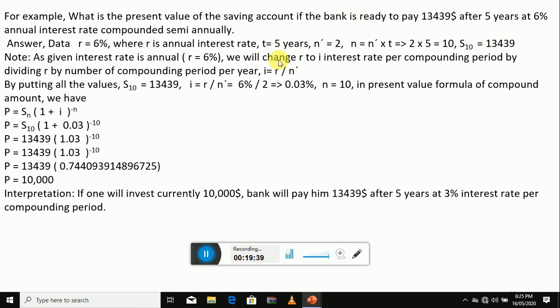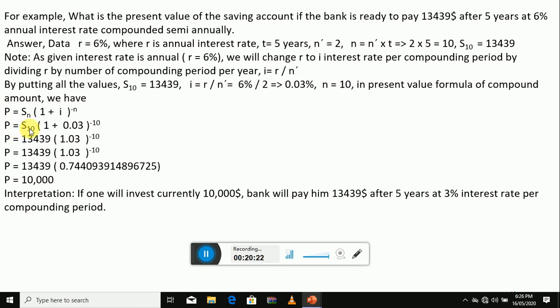We will put all these values in this present value formula of the compound amount. But one thing I am again clarifying: the interest rate is 6%, but the bank will pay interest semi-annually, twice in a year, not annually. So we will change this annual interest rate to the interest rate per compounding period, and the compounding period is 6 months, not 12 months. So we divide the annual interest rate by the number of compounding periods. The bank pays interest twice in a year, and the annual interest is 6%, so 6% divided by 2 is 3%, and S10 we will put in here.